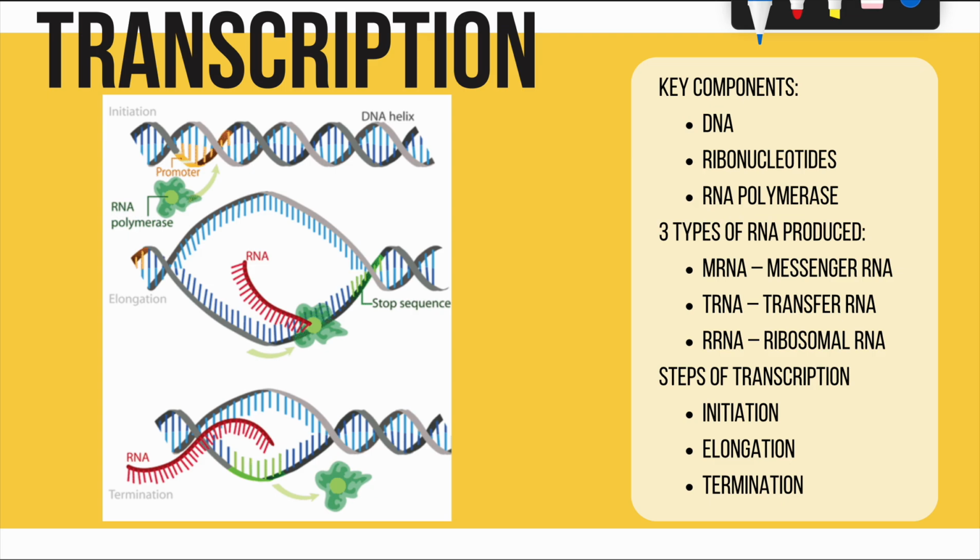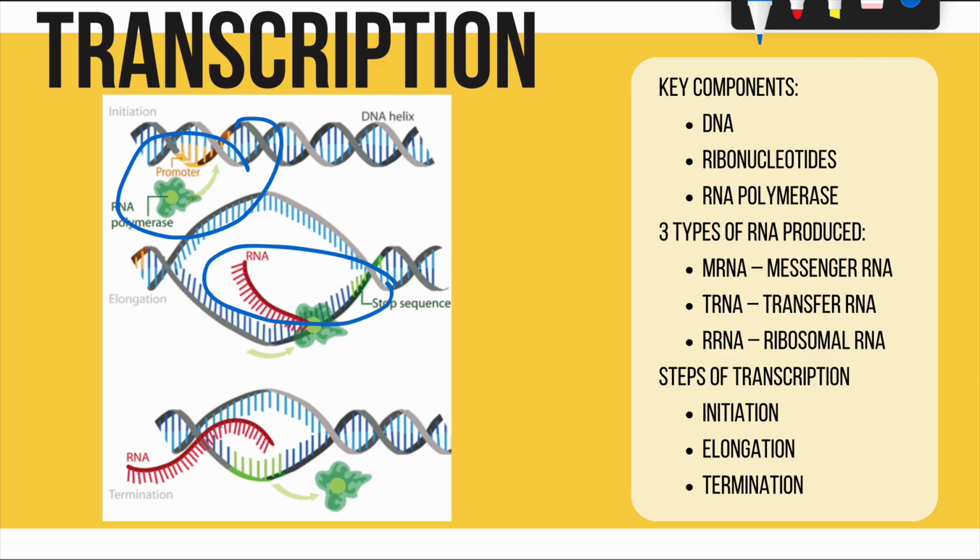So to start off, during initiation, the DNA unwinds. RNA polymerase attaches to the promoter, separating the strand so one can be read, which is what's happening right here. And then in elongation, RNA polymerase moves along the template strand, matching RNA bases with DNA bases. And the RNA chain gets longer, which is what goes on here.